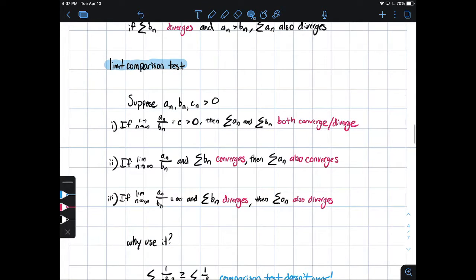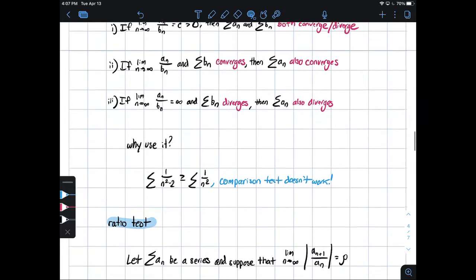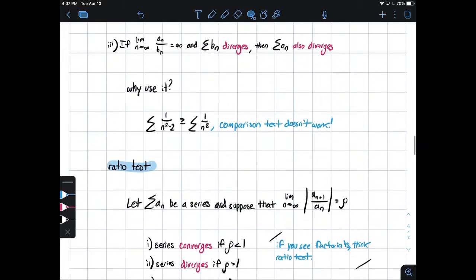Now we have the limit comparison test. You can see there's a bunch of different conditions. It's similar in nature though. And why would we use it? Well, let's say we take the summation of 1 over n squared minus 2. Well, that is actually greater than 1 over n squared. And we know that 1 over n squared converges because of the p-series. It's 2 is greater than 1 in this case. And since, as I said, 1 over n squared minus 2 is actually greater than 1 over n squared, the regular comparison test is inconclusive. So this isn't a case where we would use the limit comparison test.